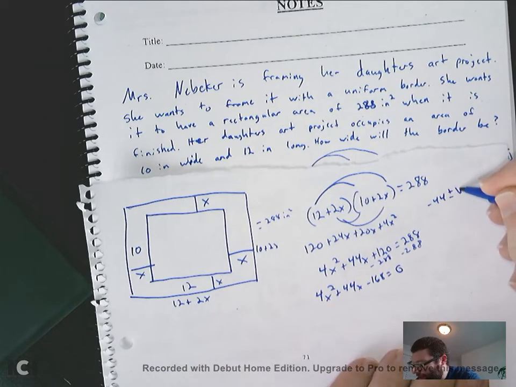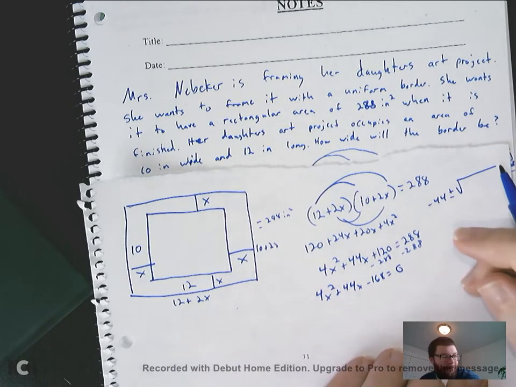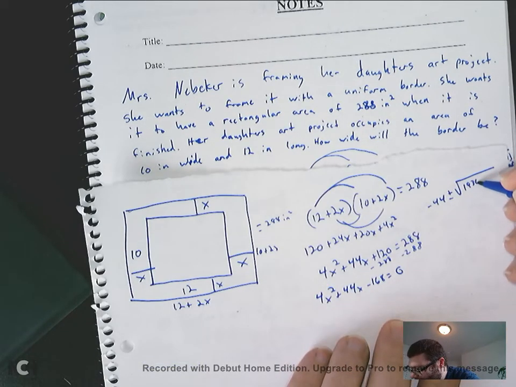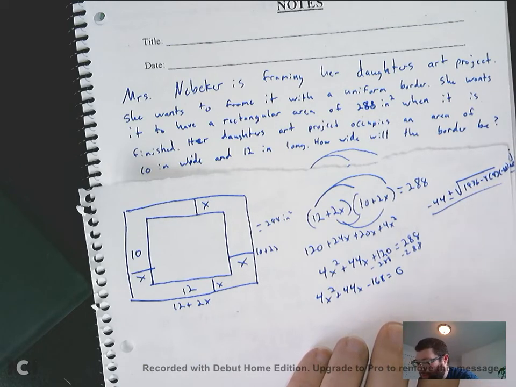Plus or minus the square root of 44 squared, which is 1,936, minus 4 times a, which is 4, times c, which is negative 168, all over 2 times 4, which is 8. Okay.